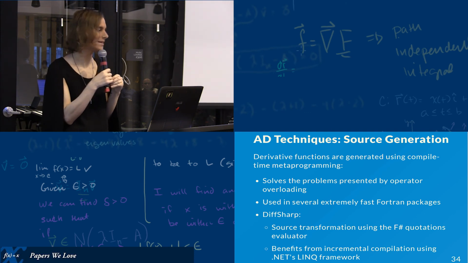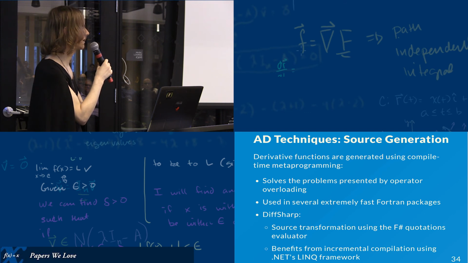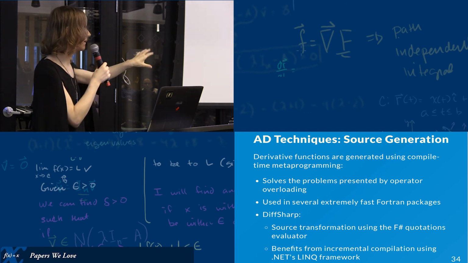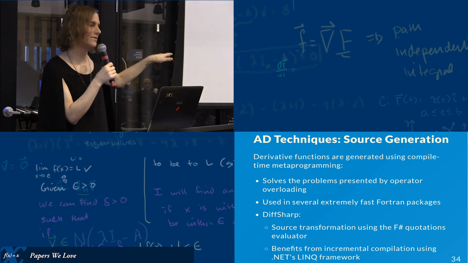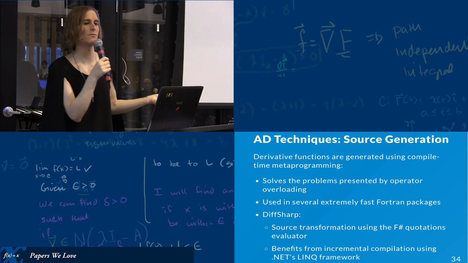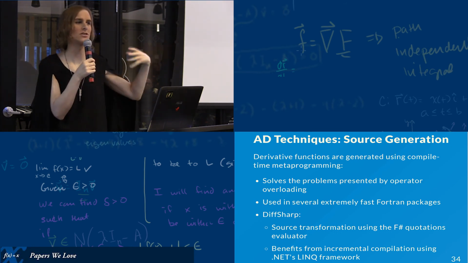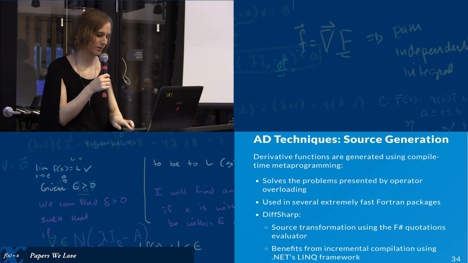And I wondered for a while why F#. I don't think it's because it doesn't enforce purity, but because they can take advantage of .NET's LINQ framework that Erik Meijer developed for incremental compilation, which allows them to generate these derivatives on the fly very quickly.